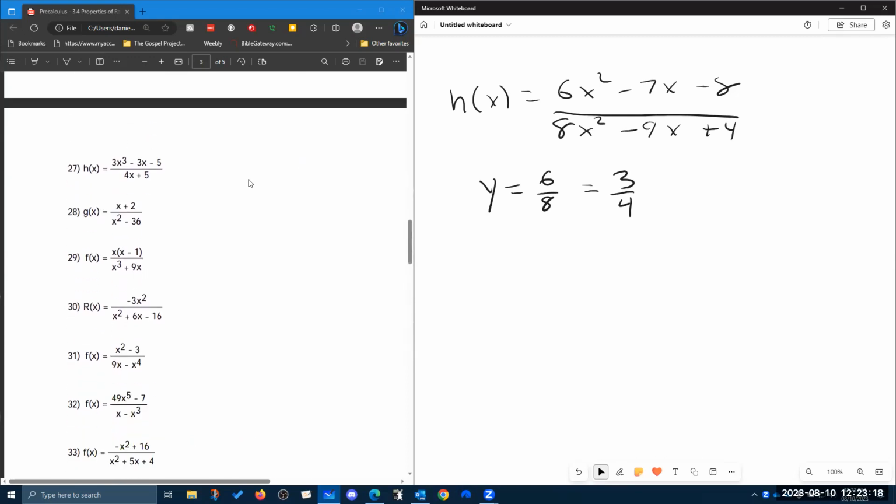And number 27, degree of the numerator is greater than the degree of the denominator, so there's going to be no horizontal asymptote for number 27.